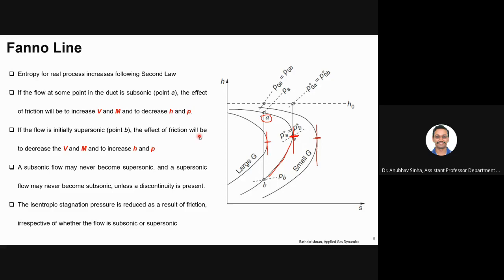Now another interesting point is that if the flow is initially supersonic, let us start at point B. Where will it go? You have to follow this line, so you can either go left or right. Again, to increase entropy, it will go right. Now there will be some friction, and that will decrease velocity and Mach number.